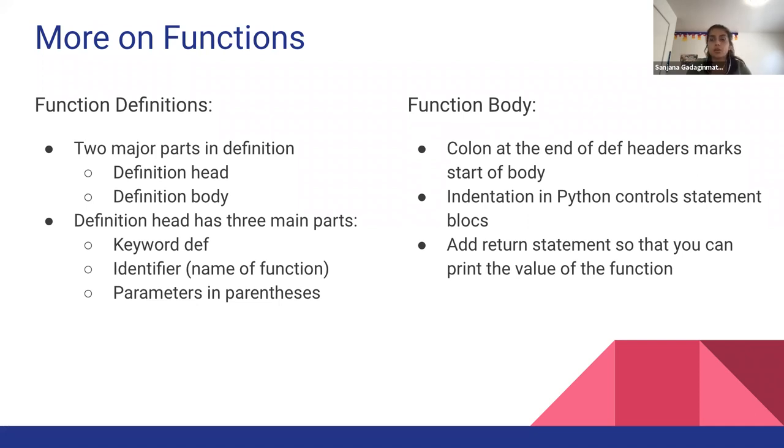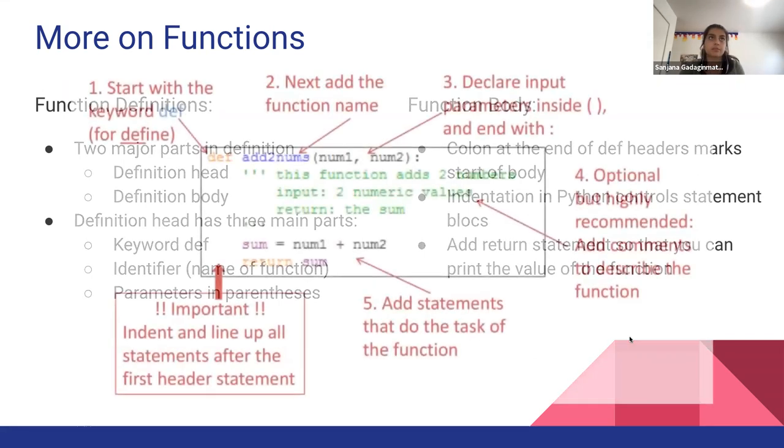So the colon at the end, when you define a function, marks the start of the body of the function. And indentation in Python is what controls those statement blocks. So it's what controls what's underneath the function. And again, if you want to return a value from your function, you have to make sure that you have a return statement in your function. So if it clicks, yeah.